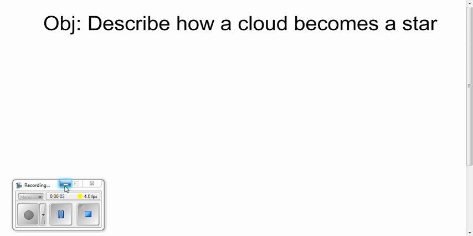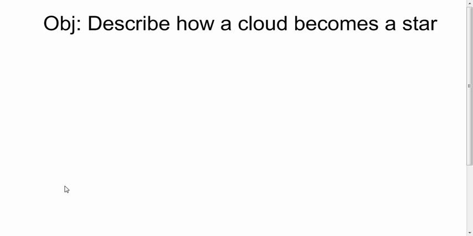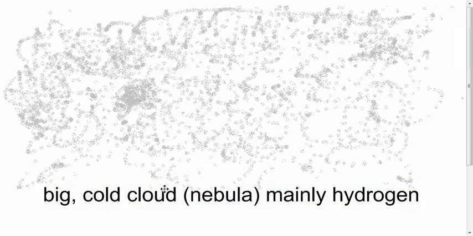The purpose of this video is for you to be able to describe how a cloud becomes a star. This is what a star kind of starts as. It's a big cloud of interstellar material, mainly hydrogen. It's really cold and really big, much bigger than our solar system. And it's extremely low density.